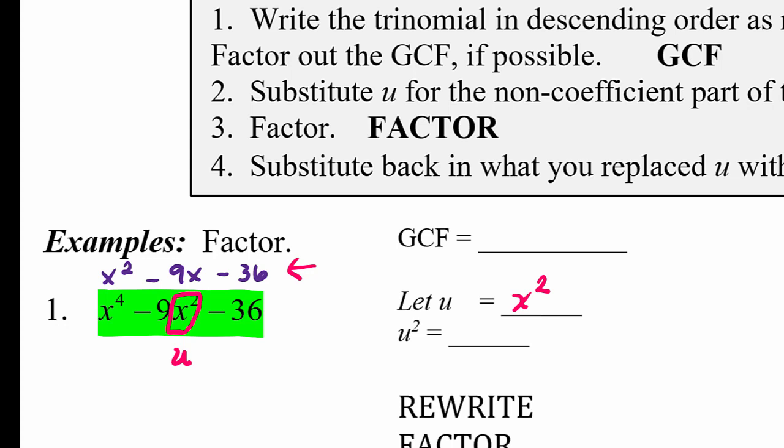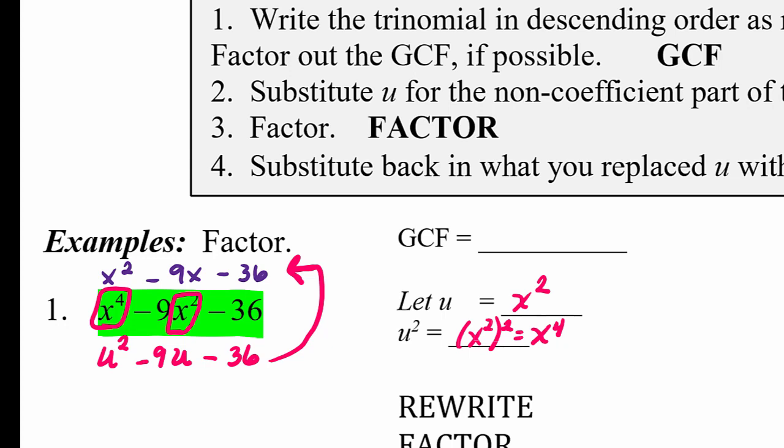Okay, and then when I square u, I get x to the fourth, and that's what I have here in the first term. So I'm going to replace x to the fourth with a u squared, and then I'm going to rewrite all the coefficients that were in the original problem, and notice how I now have a trinomial that matches that one, except that instead of writing it with a variable of x, I've written it with a new variable of u.